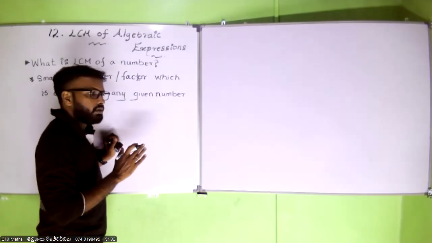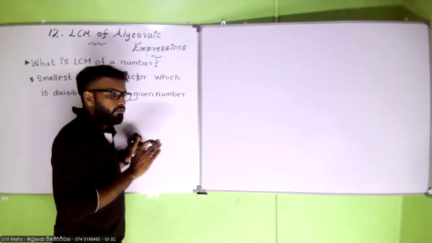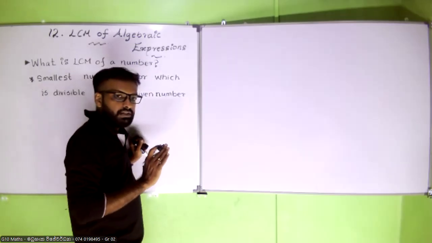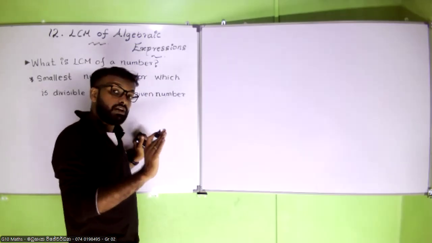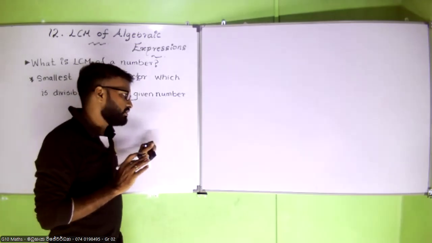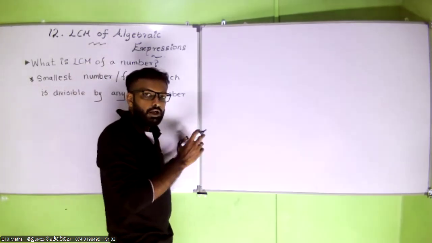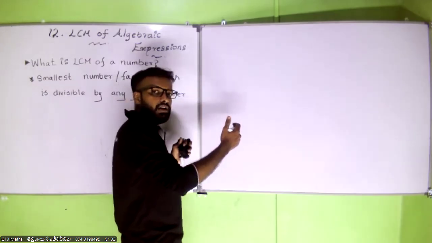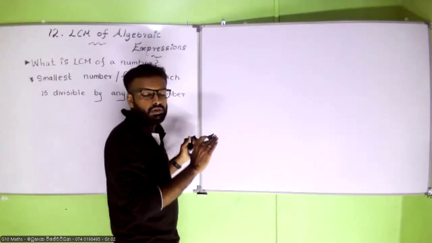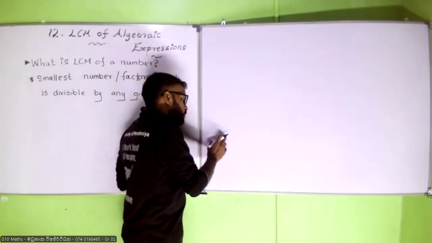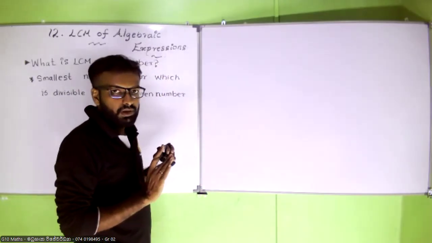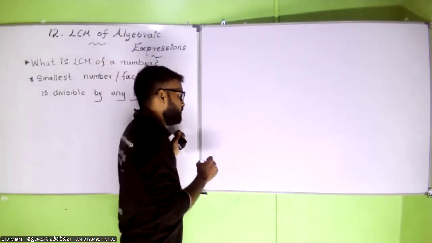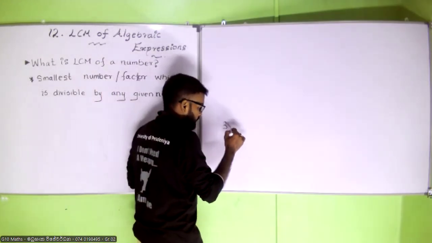But if we consider several numbers, we can find the LCM. More than two means two numbers, three numbers, four numbers, and so on. So for more than two numbers, we can find the LCM. For an example, I will take 3 and 6.